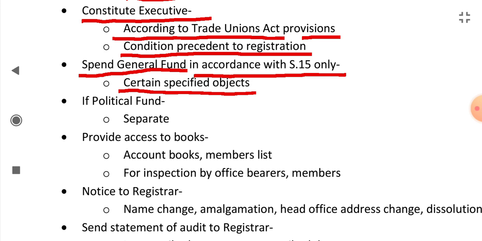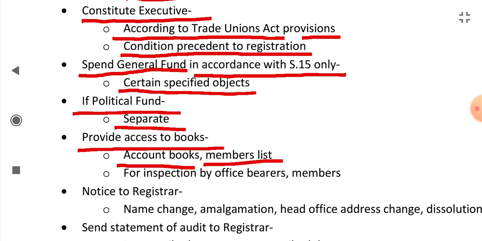Okay, next duty, if there is a political fund, it should be separate. The money for political activity should not be spent from the general fund. The political fund should be separate from the general fund. The next duty of a registered trade union is to provide access to books. What type of books? Account books and the members list. Okay, for inspection by office bearers and members. So the office bearers and members can have access to the account books and they can check the members list.